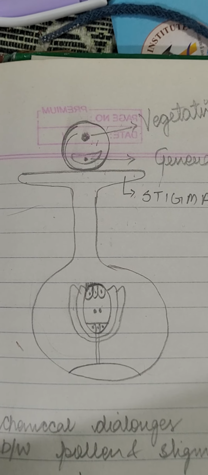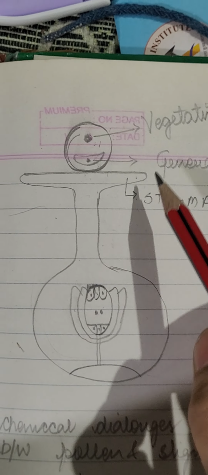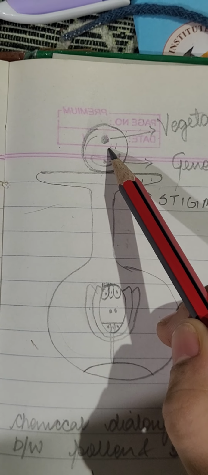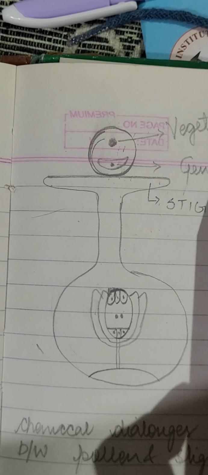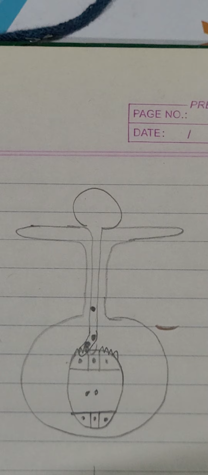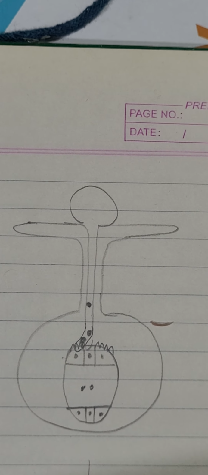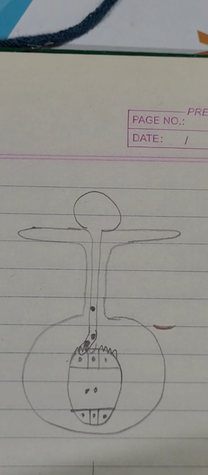Now, how does pollen germination take place? First of all, we have to understand that the pollen grain has two cells. The upper one is called the vegetative cell, and the second one is called the generative cell. So, after the recognition of the pollen grain by the stigma, how does pollen germination take place?